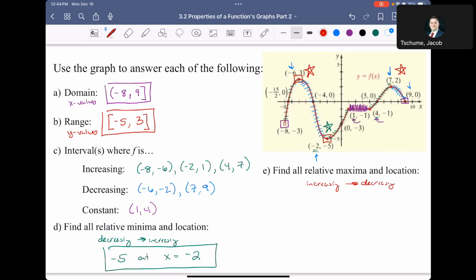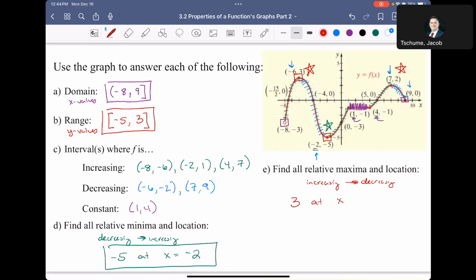Those are the only two spots where your graph changes from increasing to decreasing, and thus we can actually write our maximum. So the first one, we'll start from left to right. The first one has a relative maximum of 3 because that's the y value, and this is occurring at x equals -6. So that would be your first relative maximum.